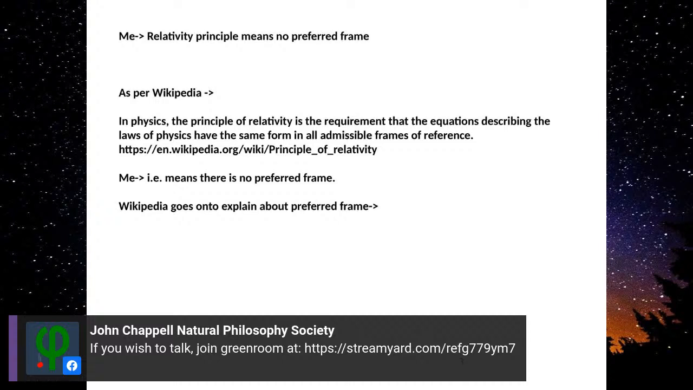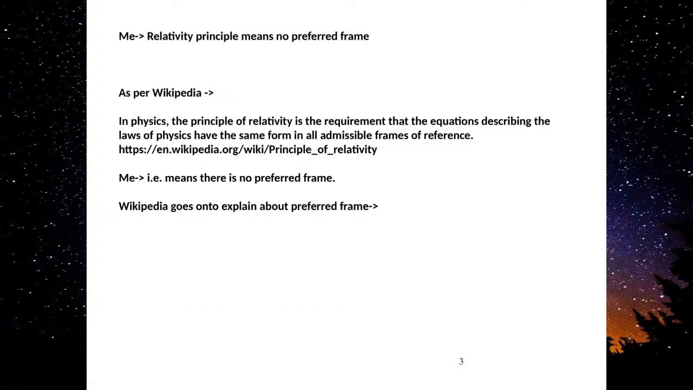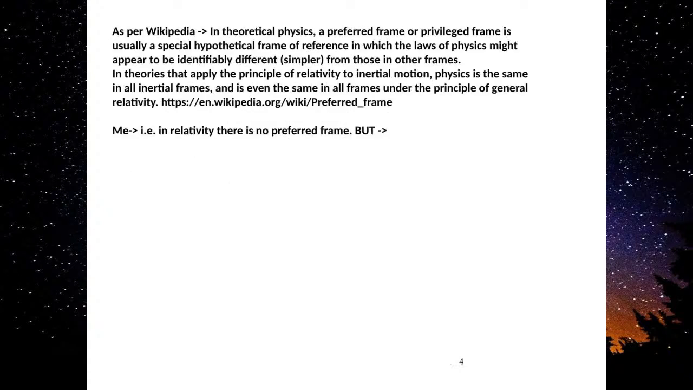So basically, the relativity principle really means there's no preferred frame. And this is what Wikipedia says. In physics, the principle of relativity is the requirement that the equations describing the laws of physics have the same form in all admissible frames of reference, i.e. that means there's no preferred frame. And Wikipedia goes on to explain about preferred frame.